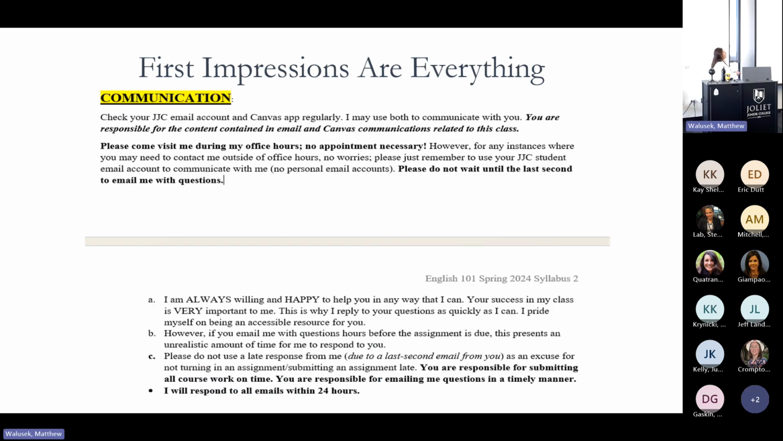Jumping down to a little lower on the first page, I couldn't fit the whole first page on one slide, so I chopped it up a little bit. So take a few moments now to look at a little lower on the first page. What are your first impressions as you keep reading the first page, the first impression that I give to my students?